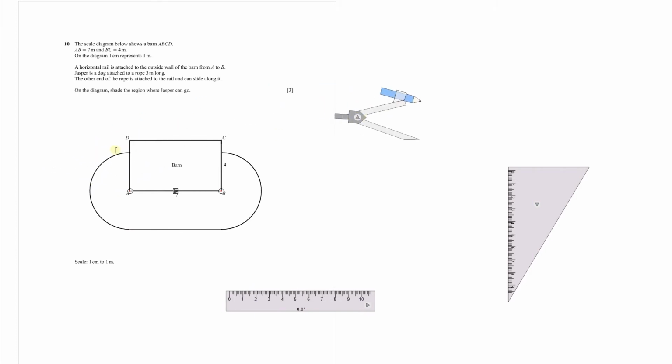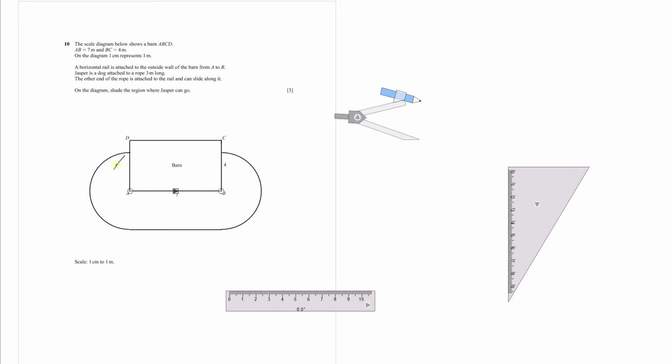So this is the maximum distance away from the barn's walls that the dog can be. All these points are 3 centimeters from point A, and all the way from this point up till this point is the locus of points that are 3 centimeters from line AB, and then this is the locus of points that are 3 centimeters from point B.